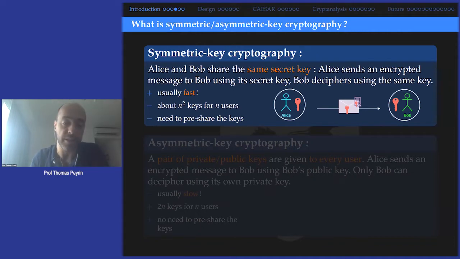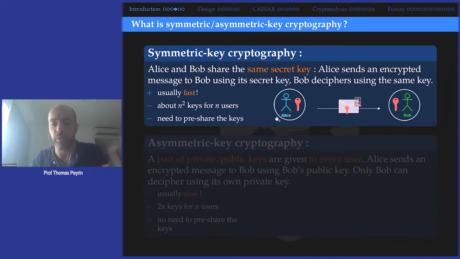Now, we call this symmetric key cryptography because the two keys used by the two participants are the same, so it's completely symmetrical. The really huge advantage of this is that it's usually very fast. The type of operation involved in symmetric key cryptography is very, very efficient, and you can compute this on a huge amount of data without any problem.